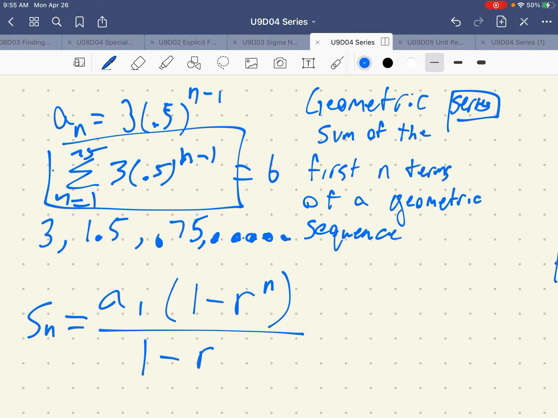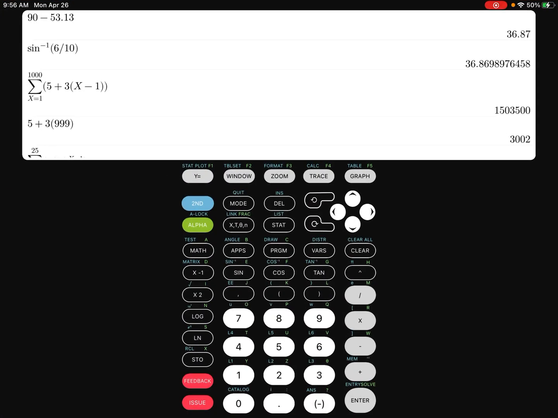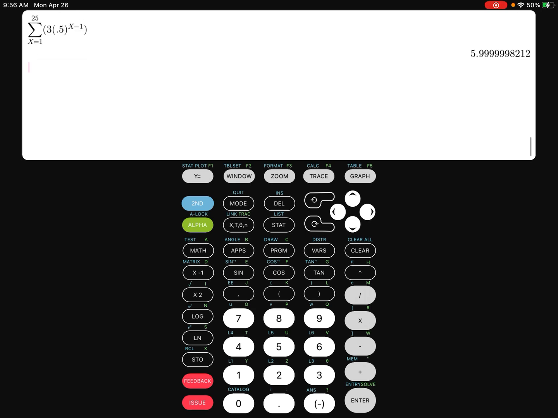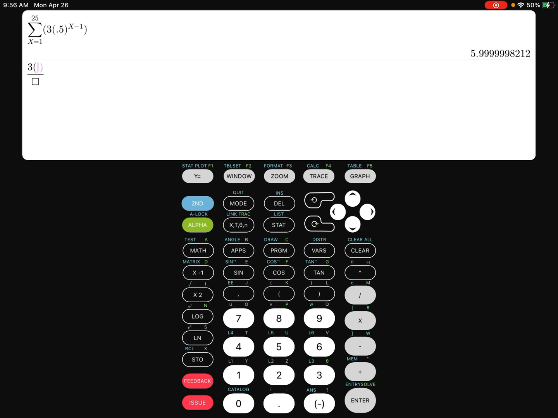So if I were to use this sequence for an example, S_n would be equal to 3, because that's our first term, times 1 minus 0.5, because that's our common ratio, to the 25th power. All of this would be over 1 minus 0.5. So we'll just use a calculator and see if we get the exact same answer. We should get 5.999999 and so on. So we'll type in fraction mode, so alpha y equals to get access to the fractions. I'll type 3 parentheses 1 minus 0.5 to the power of 25. All of this is going to be divided by 1 minus 0.5.